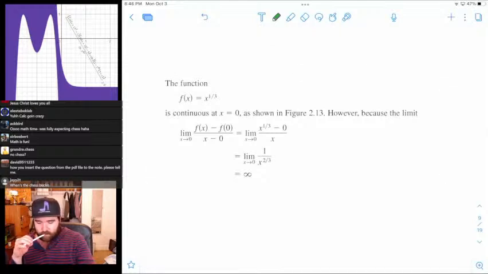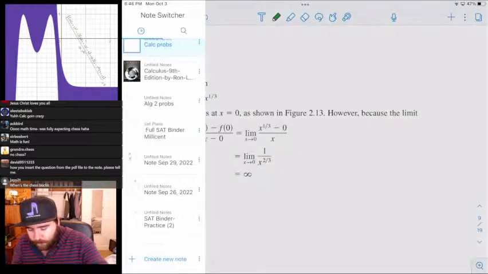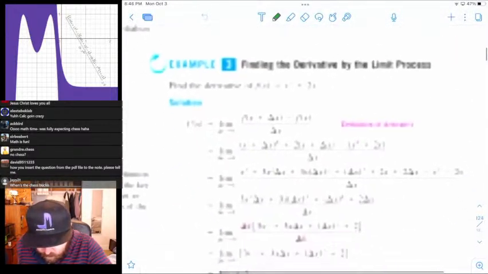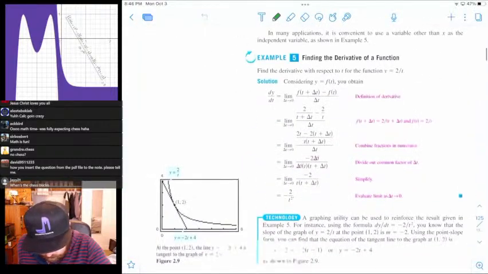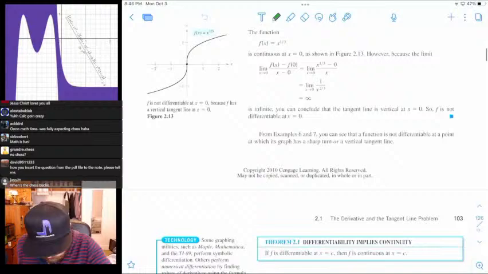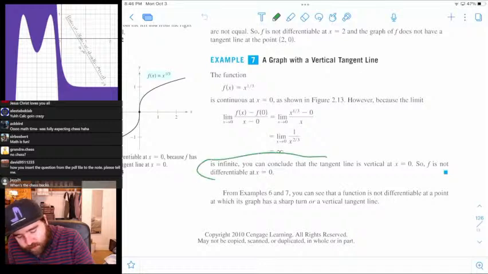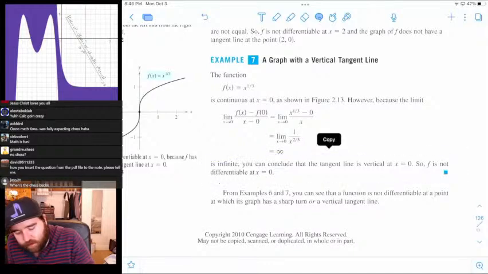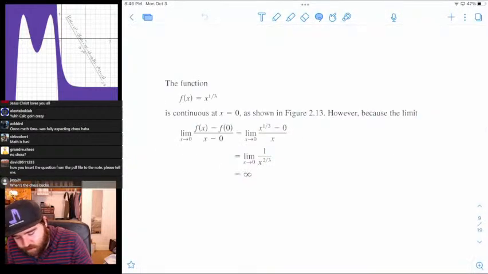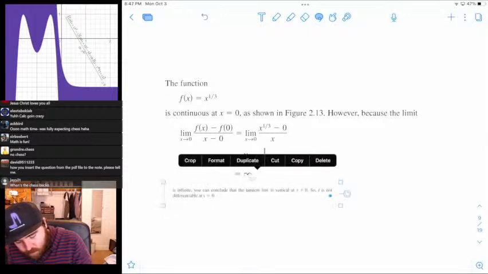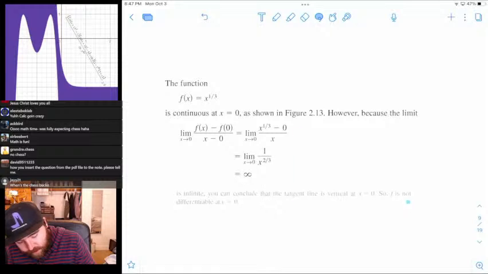This is another one of those. The function is continuous at x equals 0. However, because the limit equals infinity, you conclude that the tangent line is vertical, so it's not differentiable. I don't like that conclusion, frankly. If it's got a vertical tangent line, I don't like the conclusion that it's not differentiable. But that is correct, technically.